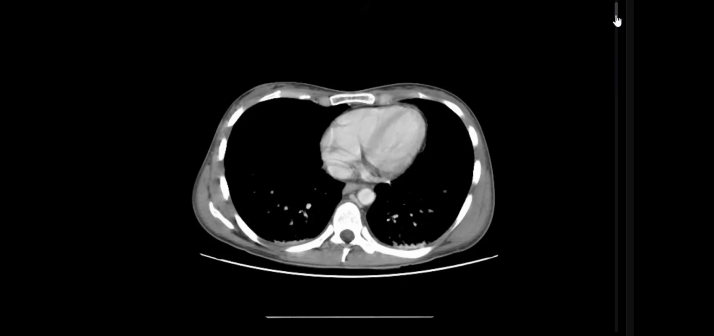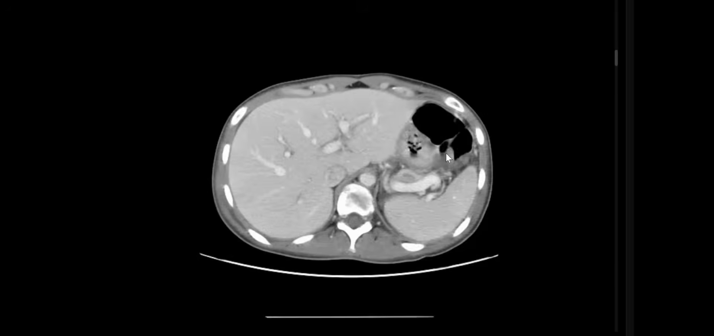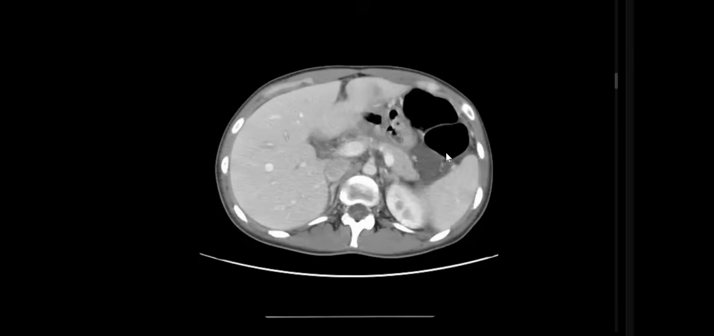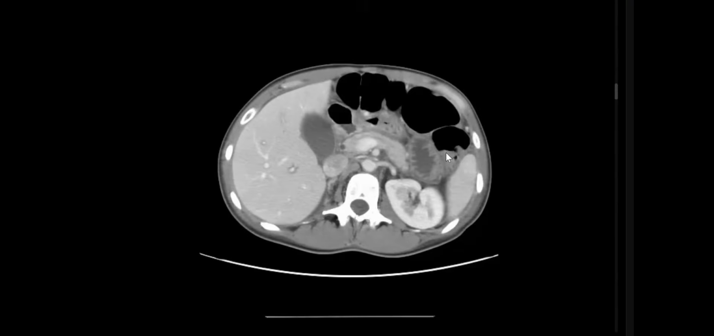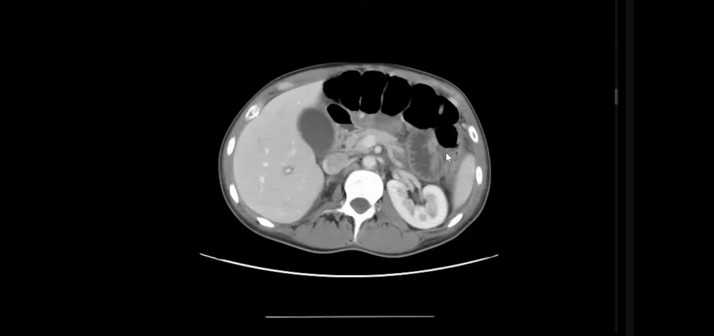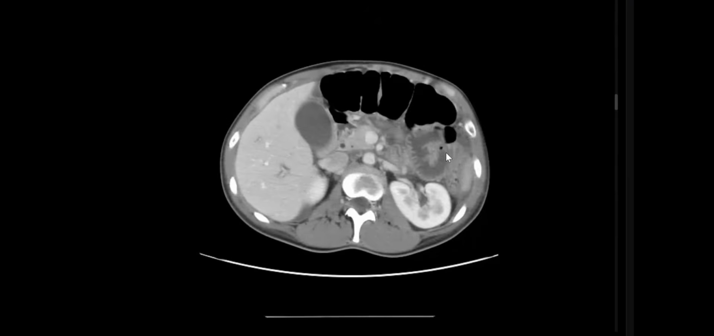Okay, I'm trying to scroll. Yes. Okay, I can see that there is bilateral mild pleural effusion. And other than that, I can see that there is mild periportal cracking.